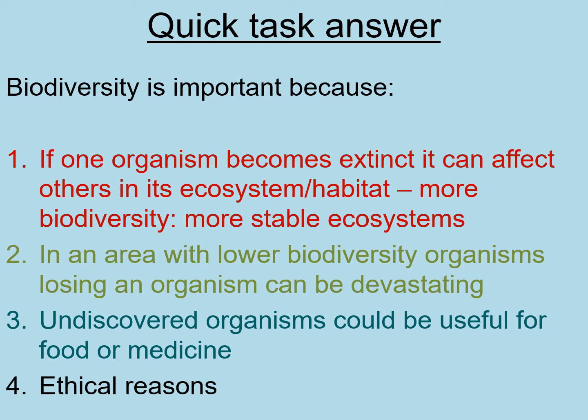So, for example, if you were to look at something like a panda, which is very solely dependent on bamboo, losing that bamboo can have a really critical impact on the pandas because that's their main food source. Number 3, undiscovered organisms could be useful for food or medicine for humans. And lastly, ethical reasons. We all share this planet, we live on it together, and we shouldn't really be exploiting resources and killing animals and making things go extinct just because it benefits us. We need to think about all the other living organisms on our planet as well.